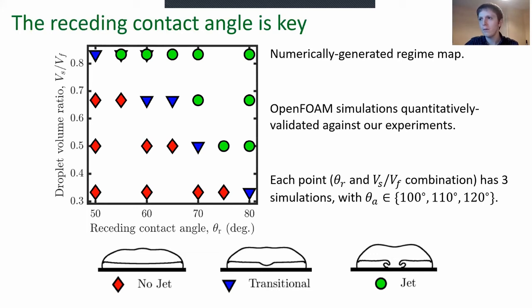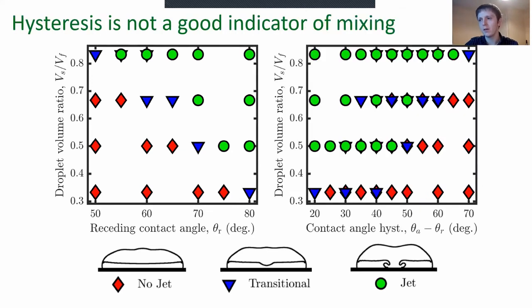Now, if we replot the data we have on the diagram here against contact angle hysteresis that has appeared on the right, we can see the importance of the receding contact angle. Unlike on the left, no clear regime boundaries can be seen in the right-hand regime map.